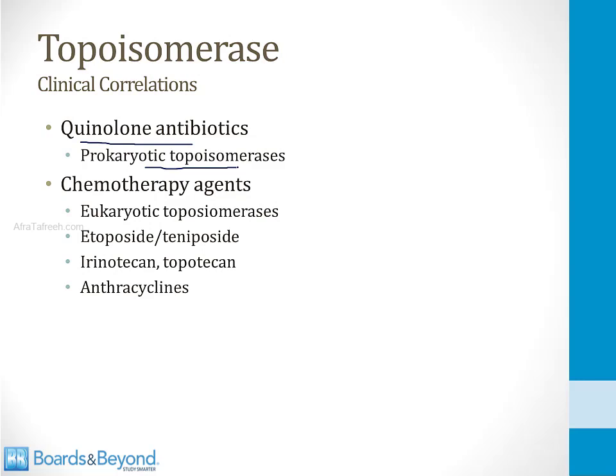antibiotics kill bacteria. There are also a number of chemotherapy agents that target eukaryotic topoisomerase enzymes. For example, etoposide and teniposide, irinotecan and topotecan, and the anthracyclines. All of these have activity that inhibit topoisomerase enzymes, and this disrupts cells that are rapidly dividing, like cancer cells.